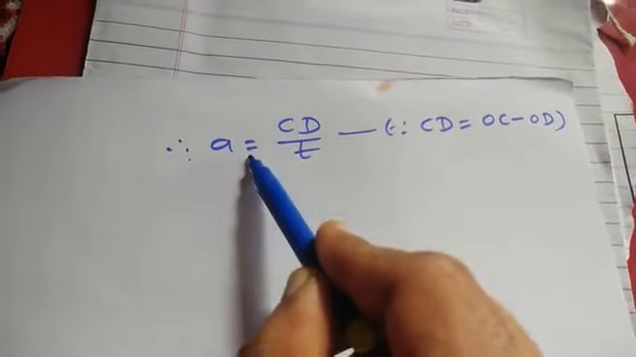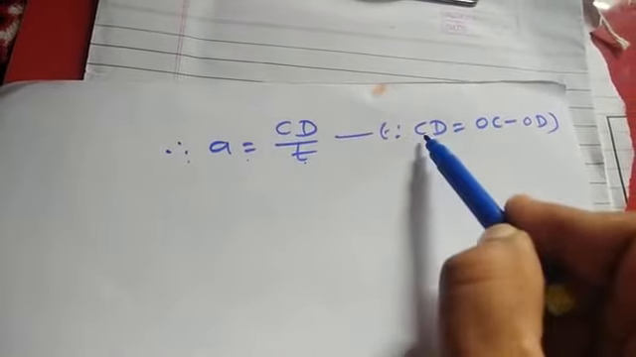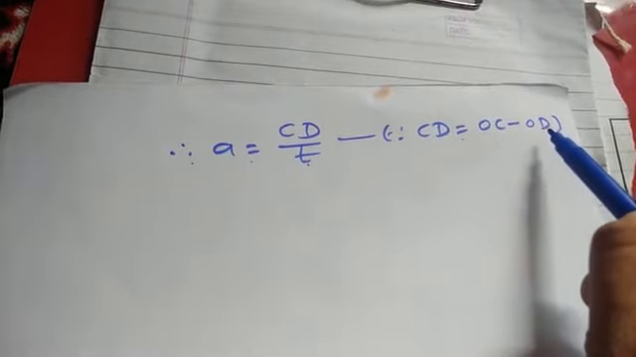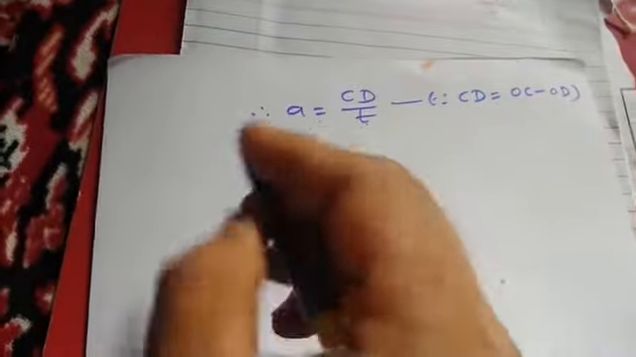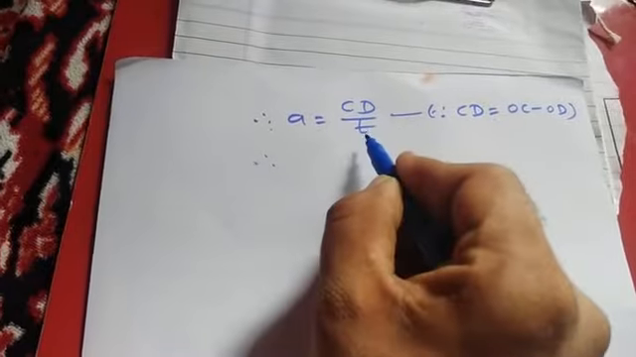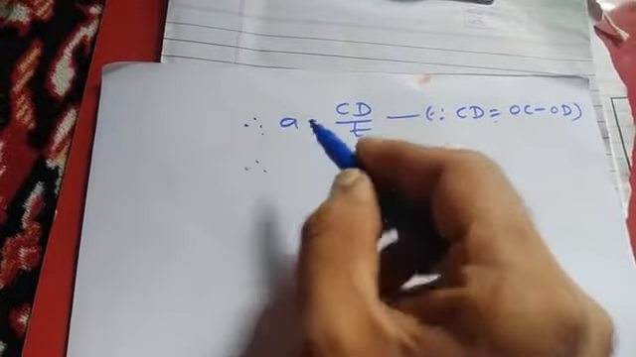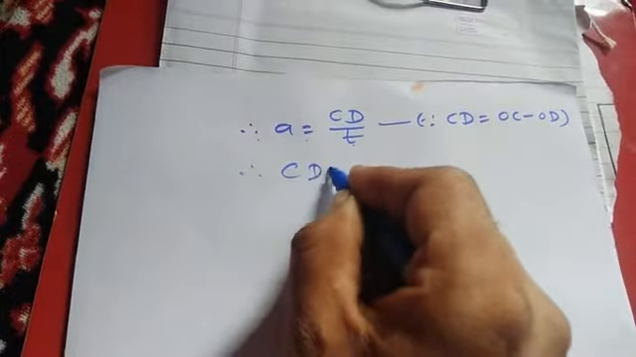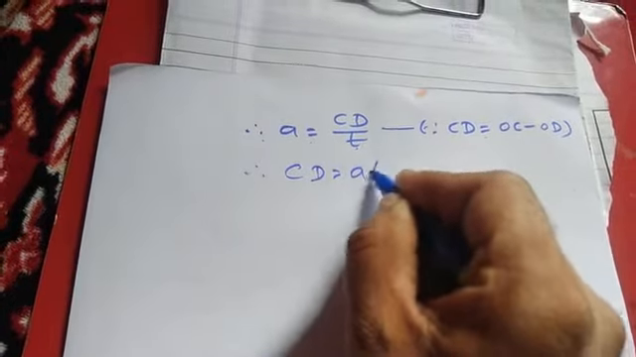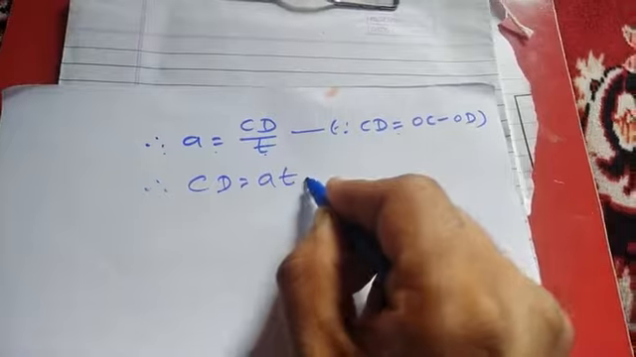Therefore, a is equal to CD upon t, where CD is equal to OC minus OD. Therefore, t will be multiplied to a. Therefore, CD is equal to a into t. Call this as equation number 1.